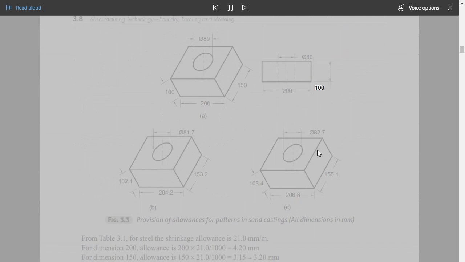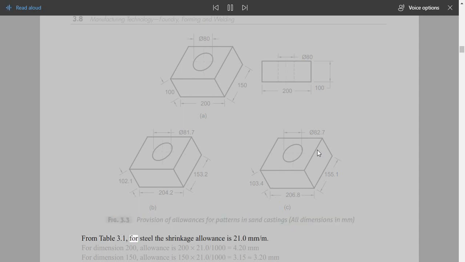80, 100, 200, 200, 150, 100. 81.7, 102.1, 204.2. 153.2, 82.7, 103.4, 206.8. 155.1. A, B, C, 80. Fig. 3.3 Provision of allowances for patterns in sand castings, all dimensions in mm.